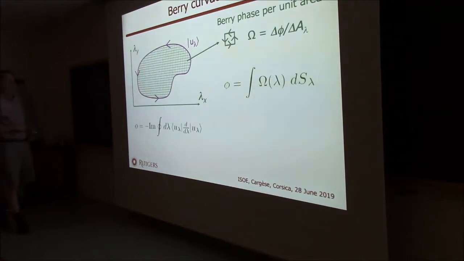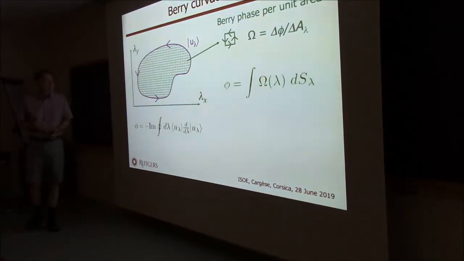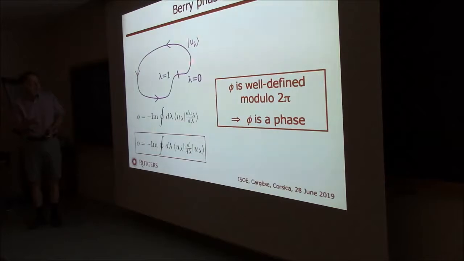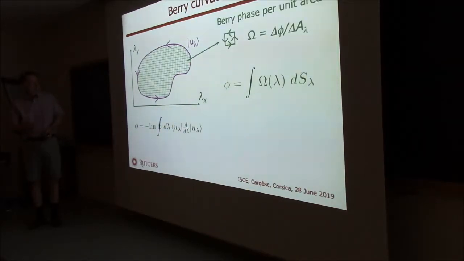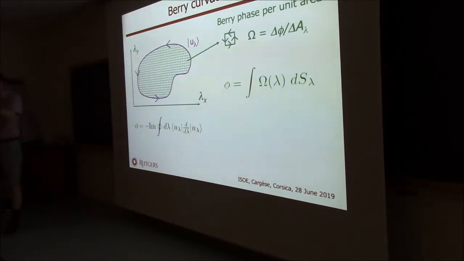Okay, so then there's Berry curvature. So Berry curvature is simply Berry phase per unit area. So here I was imagining that they depend upon one parameter lambda. Here I imagine that they depend upon 2 parameters lambda. This could be kx and ky in an insulator. Could be that I have a molecule and lambda x is the displacement of this oxygen atom in the molecule, and lambda y is the displacement of this manganese ion in the molecule, or something.